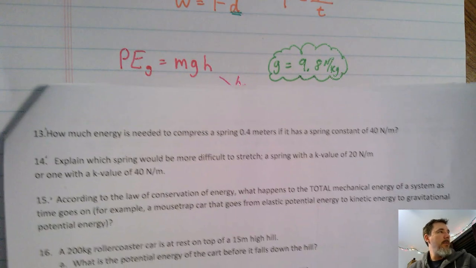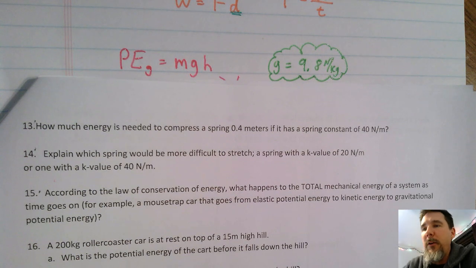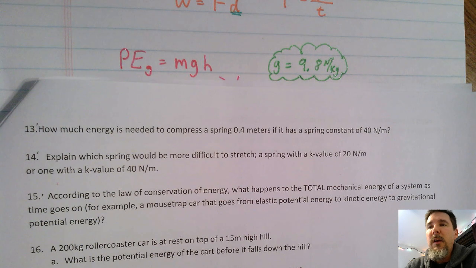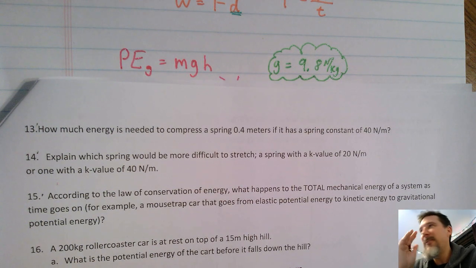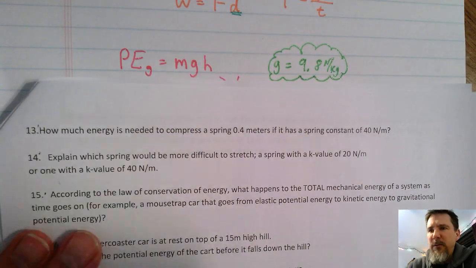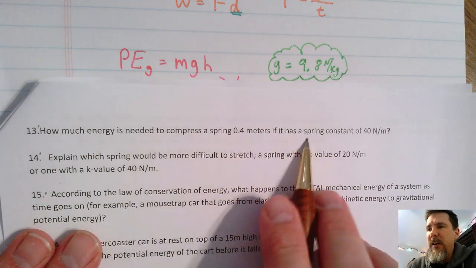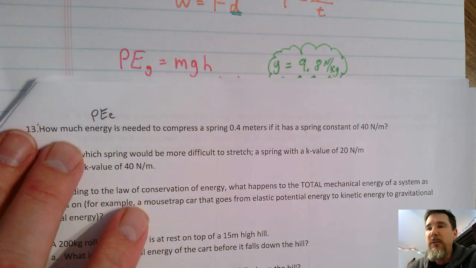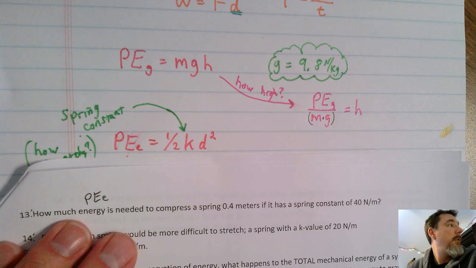13, we're moving on to our other one, and we want to know how much energy is needed to compress a spring 0.4 meters if it has a spring constant of 40 newtons per meter. It doesn't actually say how much elastic potential energy. It just says how much energy. But you're going to use your brain because you know you're smart, and you see that they're talking about springs. Oh, this must be the PE, the elastic potential energy. You're just going to know that.